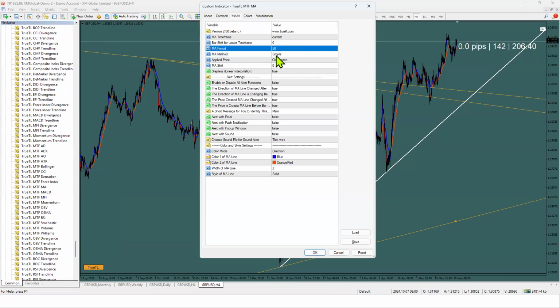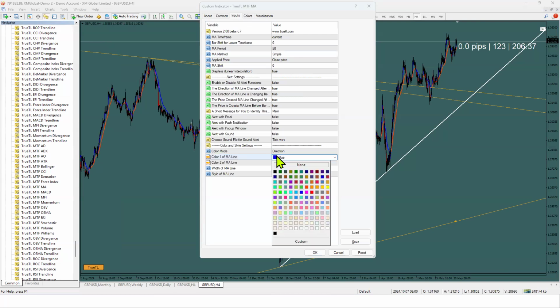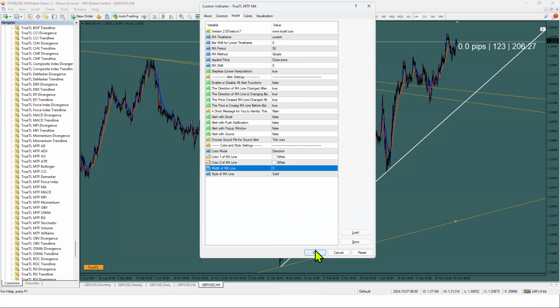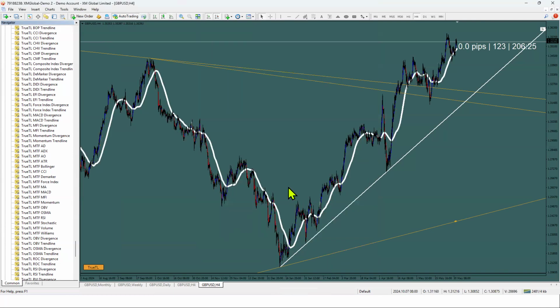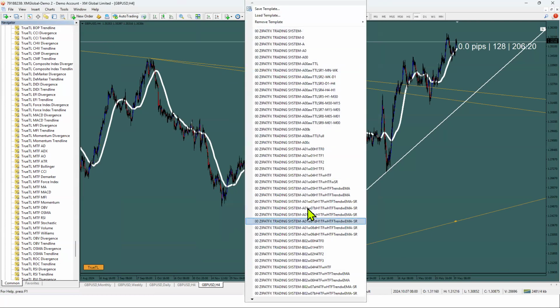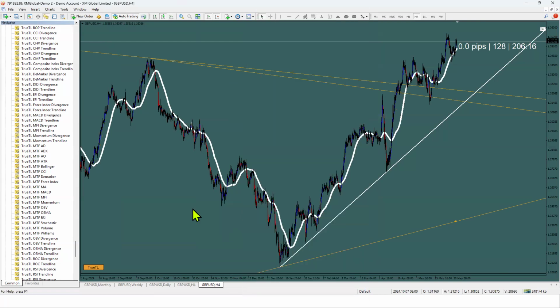You can change this color to be white. You can change the thickness to be 5. And then you say apply. Okay, you see it has changed. So all these things that you are seeing on my chart are actually moving averages that I have adjusted. I personally adjusted them with figures and values that I think are okay.